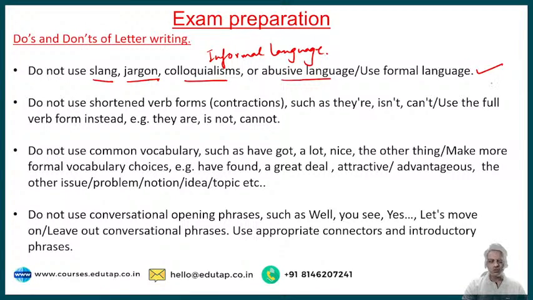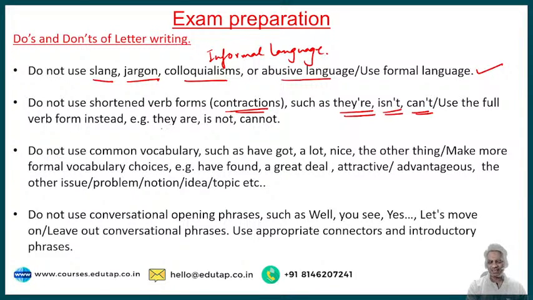Second, guys, do not use shortened verb forms. For example, if you have to write they are, what we usually write in our language is they're, and we contract it with an apostrophe. For example, instead of writing is not, we write isn't. Instead of writing cannot, we write can't, in our normal day-to-day language. But in a formal letter, you do not use shortened, that is, contracted forms of verbs. So you have to use the full verb instead.